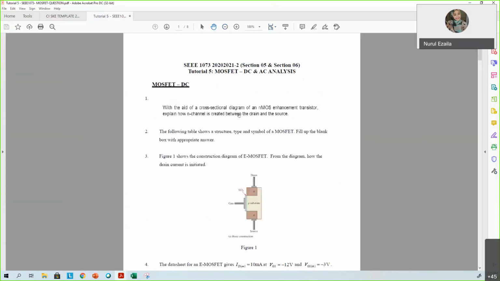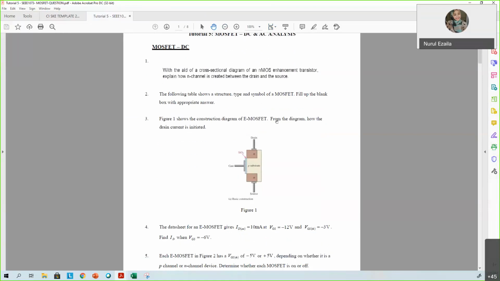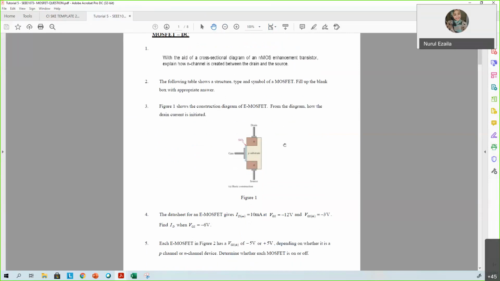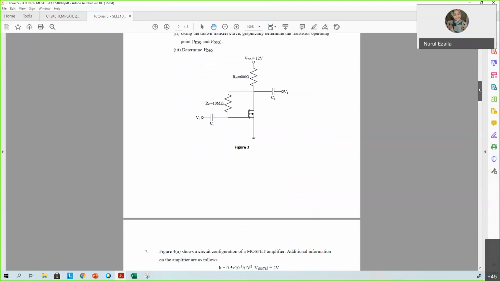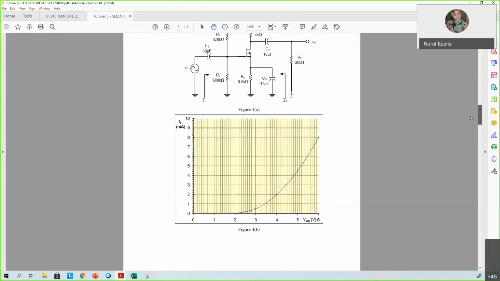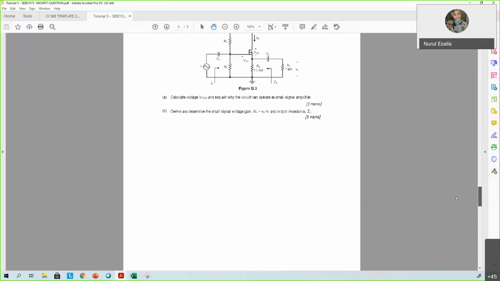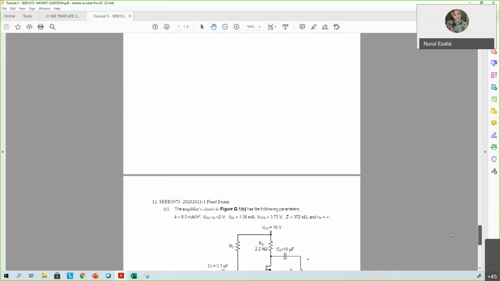I already uploaded the tutorial question on the e-learning. I combined all the DC and AC analysis. Can you try it and we will discuss it in the next class. But today, since we don't have an example for the high frequency and low frequency in the slide, I would like to try this question with all of you.